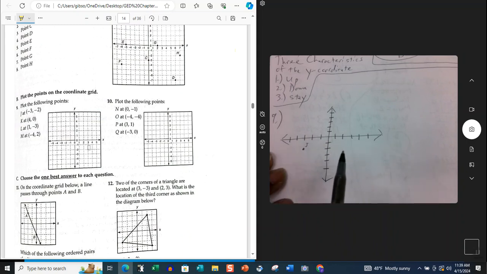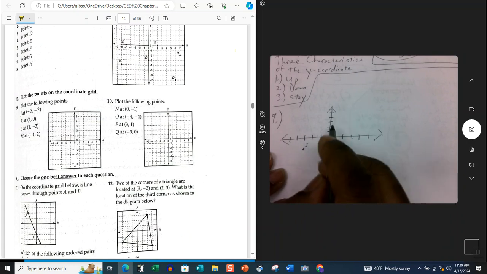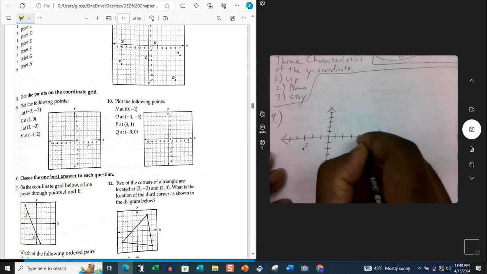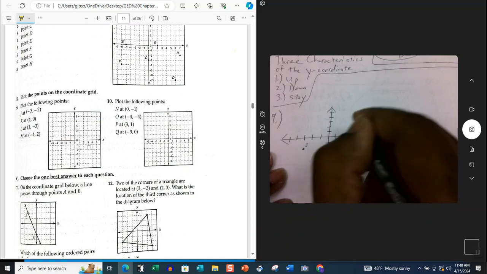Okay, next we come to K. K, we have X is 4. So we go back to the origin. X is 4, so we go to the right 1, 2, 3, 4 places. And Y is 0, so that means we stay here. So that would be K.